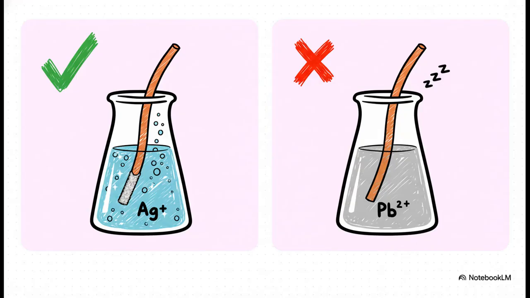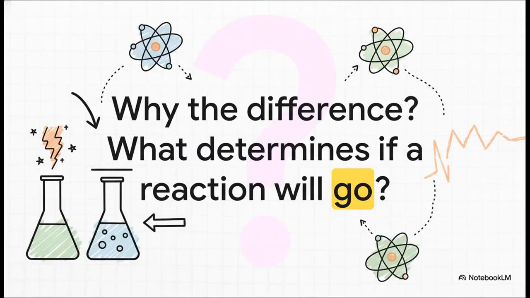Okay, so here's the mystery. Picture this. You take a simple copper wire and you dip it into a solution full of silver ions. Almost instantly, a reaction kicks off. You can literally see silver starting to coat the wire. But then, you take that exact same copper wire and dip it into a solution of lead ions. And, well, nothing. Absolutely nothing happens. It just sits there. So what gives?